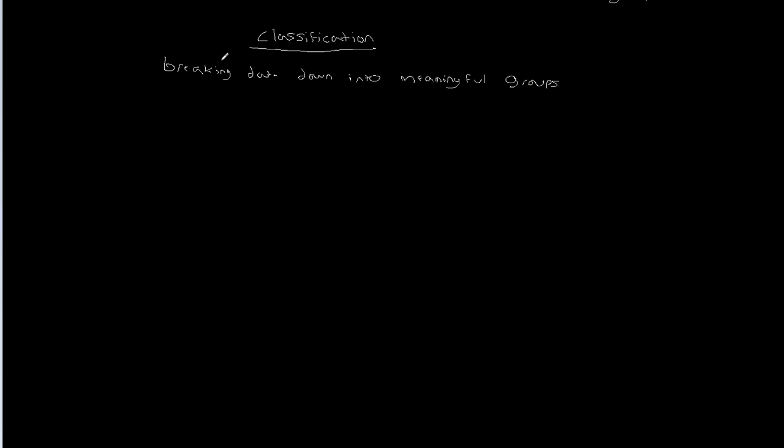This is different from, say, classification in terms of regression or prediction, where we're trying to classify data for the sake of prediction. In terms of this context within cartography, classification is just breaking data down into meaningful groups.